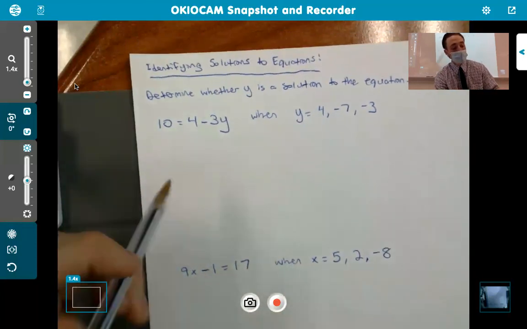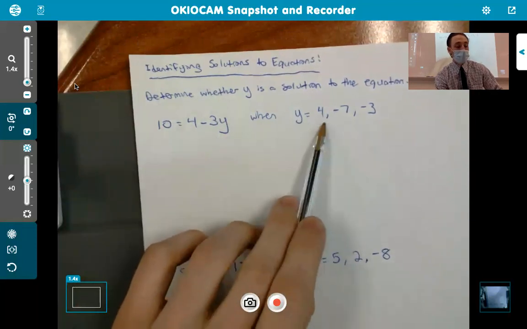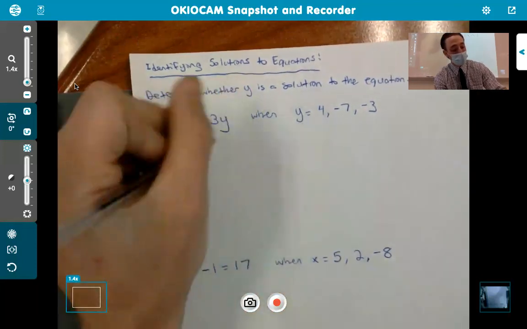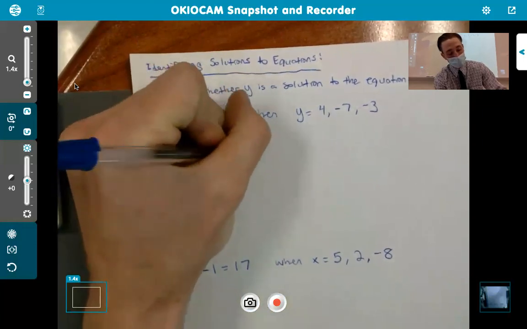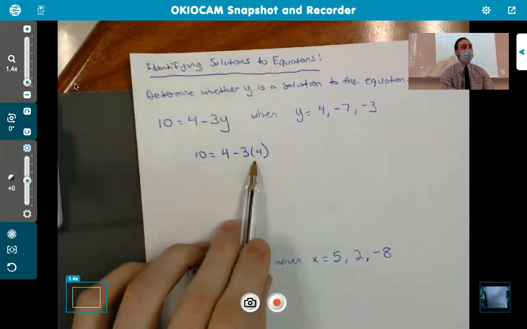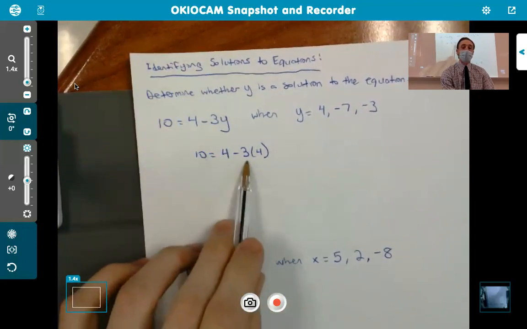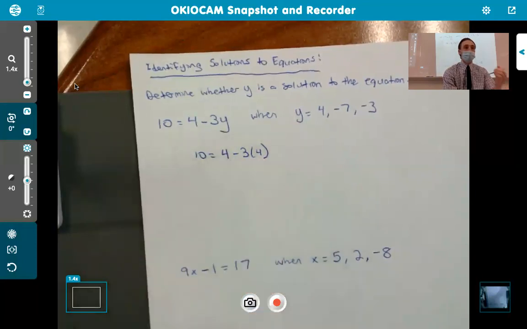So what I would suggest doing is taking it one value at a time. You see in my list there, 4 is the first y value. I'm going to take 4 and plug it into my equation. So instead of 10 is equal to 4 minus 3y, I'm going to have 10 is equal to 4 minus 3 times 4, just taking 4 and plugging it in wherever I see a y.